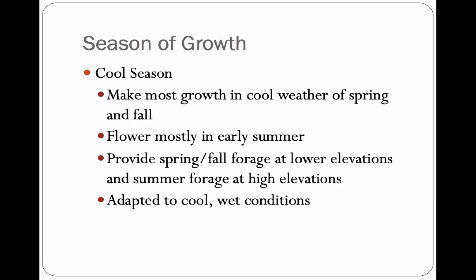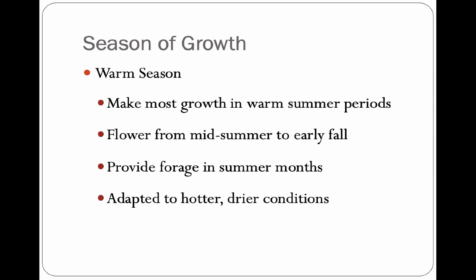And so cool season plants are going to be adapted to cool and wet conditions, whereas our warm season plants are going to be adapted to hotter, drier conditions. And these plants are going to make most of their growth during warm summer periods, and they're going to flower out somewhere between midsummer and early fall. They're going to provide forage during the summer months. And so we see warm season grasses in irrigated pasture settings come on here in California in about mid-July when temperatures get really warm.